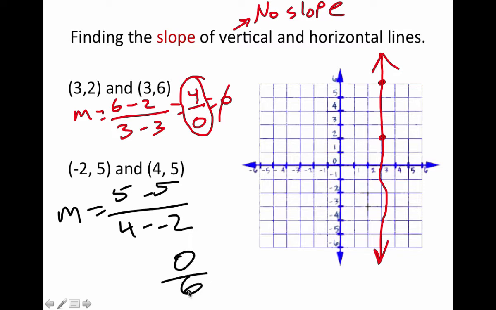Horizontal lines, on the other hand, y2 minus y1 over x2 minus x1. 0 over 6 is 0. Plot the points. Negative 2, 5. 4, 5. It's a horizontal line. Horizontal lines have slope of 0. 0 rise, run of 6. Horizontal lines have a slope of 0.